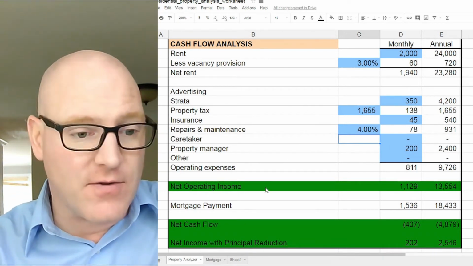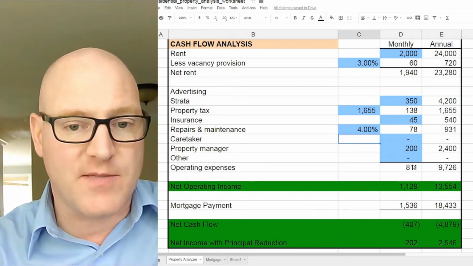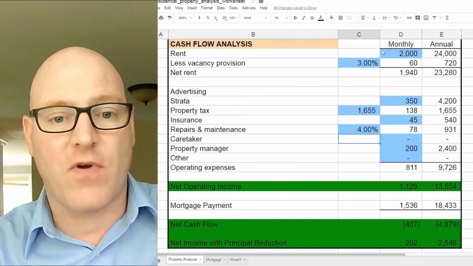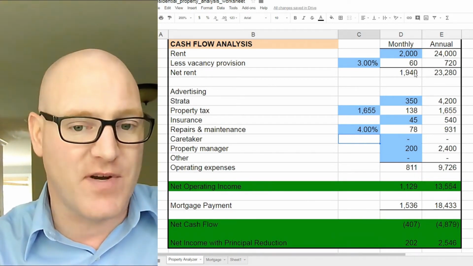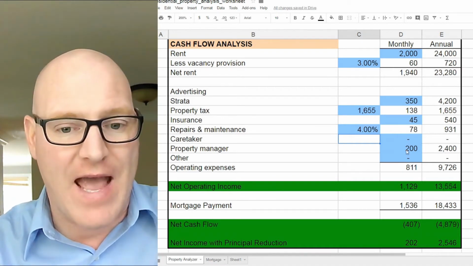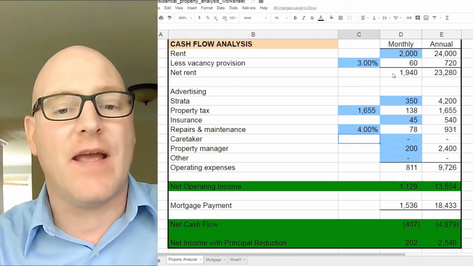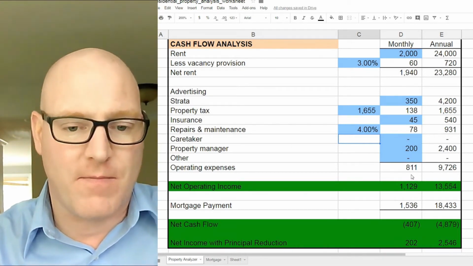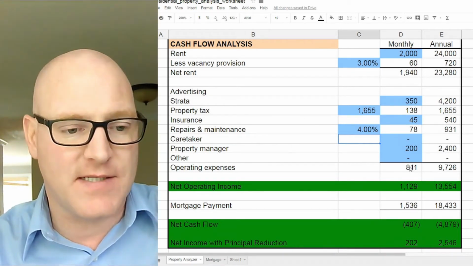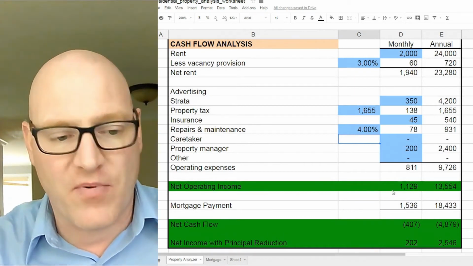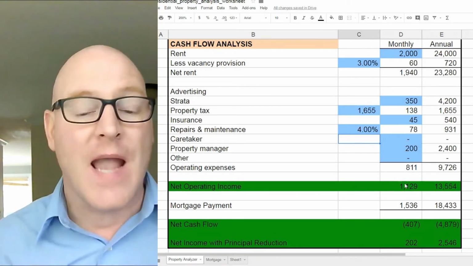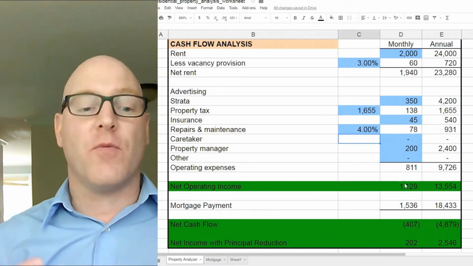So you add all those up, you get your total operating expenses. So with the cash flow, we've got our rent, less vacancies to bring us to our net rent. Then we've added up all of our monthly expenses to our operating costs, and then we take our net rent minus our operating expenses, and that leaves us with our net operating income. After that, you've got your mortgage payment.